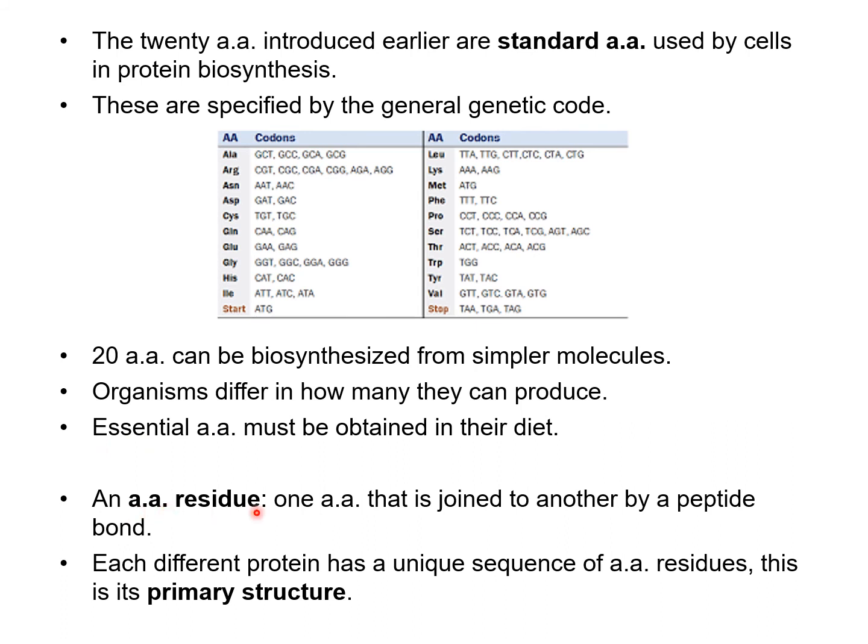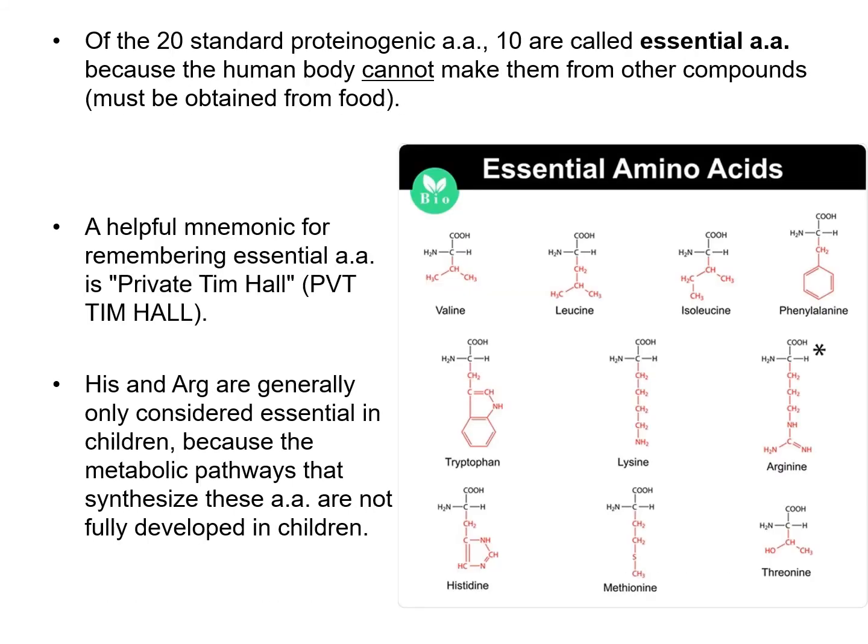An amino acid residue is one amino acid that is joined to another by a peptide bond among the polypeptides. And each different protein has a unique sequence of amino acid residues. This is its primary structure. And of the 20 standard proteinogenic amino acids, 10 are called essential amino acids, because the human body cannot make them on its own from other compounds, so they must be obtained from food. So these are the 10 essential amino acids.